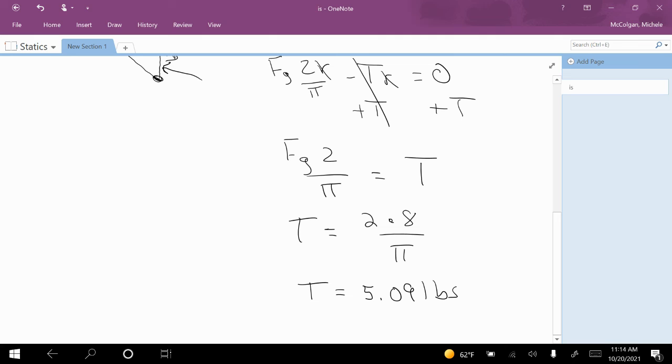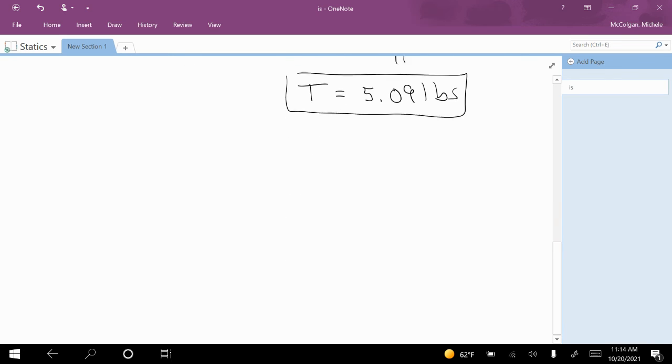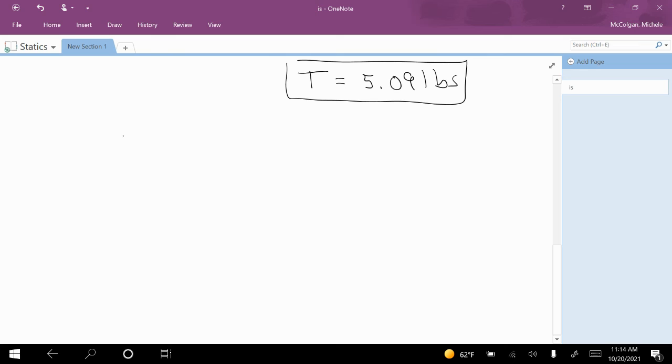Okay, that's part A. So we'll call this part A. Now for part B, we need to find the reaction forces. So for B, I need to find Cx and Cy.